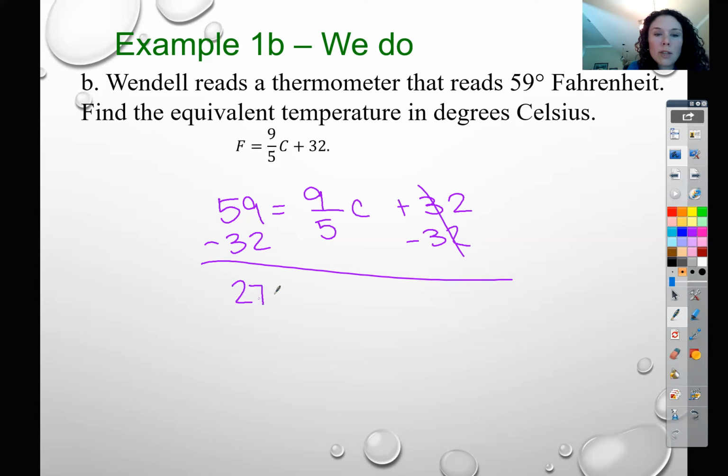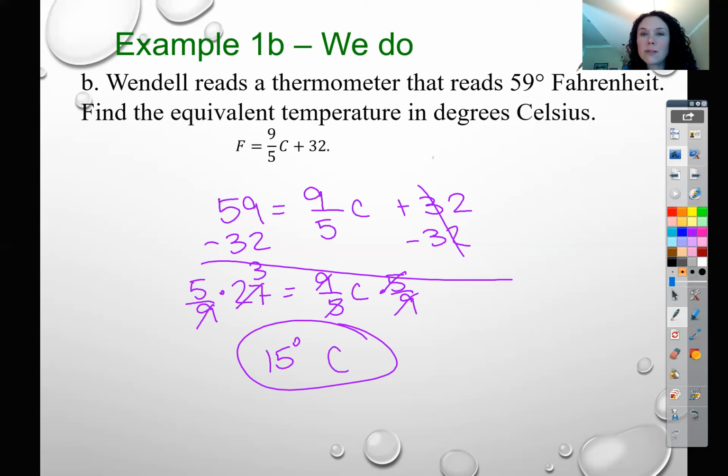So I get 27 equals 9/5 C. And so how can you solve for C? You would multiply by the reciprocal, which is 5/9, on both sides. So all that's going to cancel out. And then 9 can go into 27 3 times. So 5 times 3 is 15 degrees Celsius. And that would be my final answer.